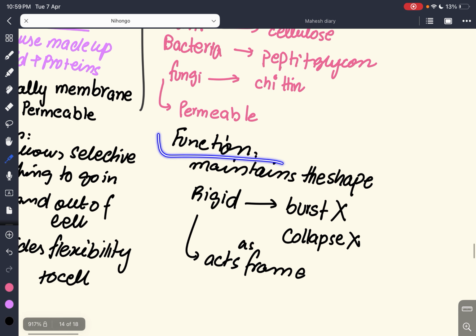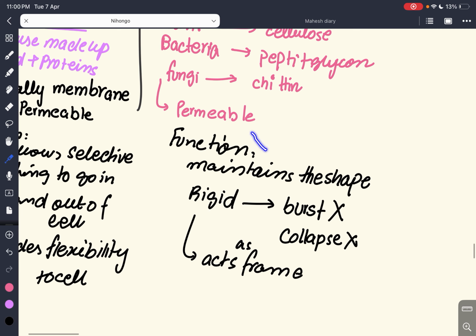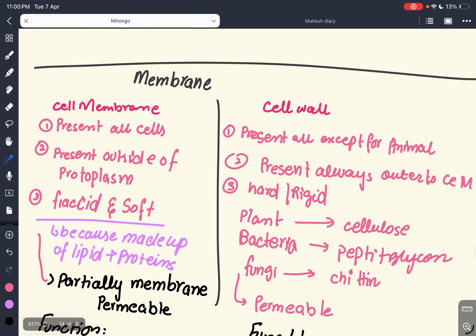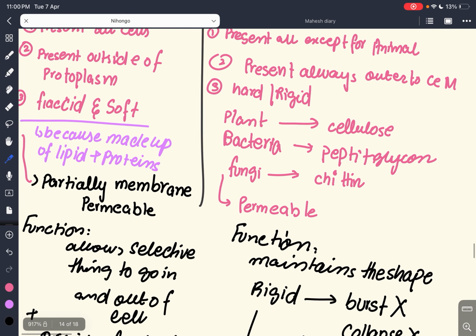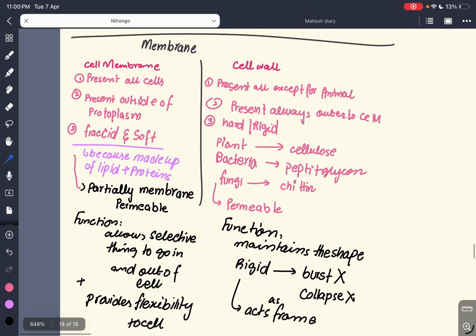ठीक है. The function of a cell wall is that it maintains the shape, because ये rigid है. प्लांट सेल की बात ले लेते हैं, इसके अंदर हम पानी डालते रहते हैं. अगर किसी भी चीज़ के अंदर ज़्यादा पानी आ जाएगा और out of control, तो burst होने के chances ज़्यादा होते हैं. तो इस rigidity की वजह से burst नहीं होता, collapse नहीं होता, and it acts as a frame, मतलब कि उसका structure maintain करता है. So that was all about cell membrane in our syllabus. That is the particular thing that you should know about in our syllabus.